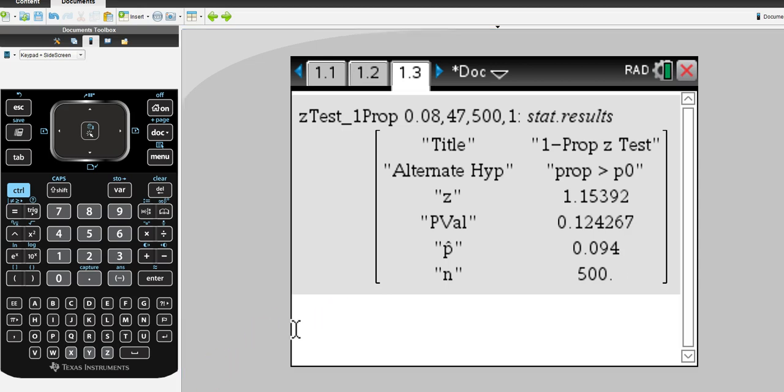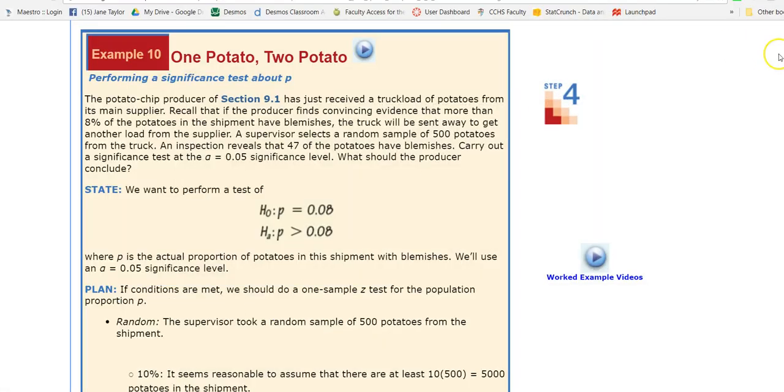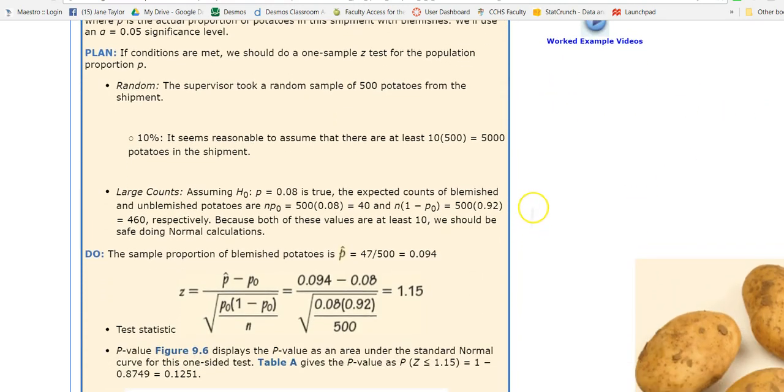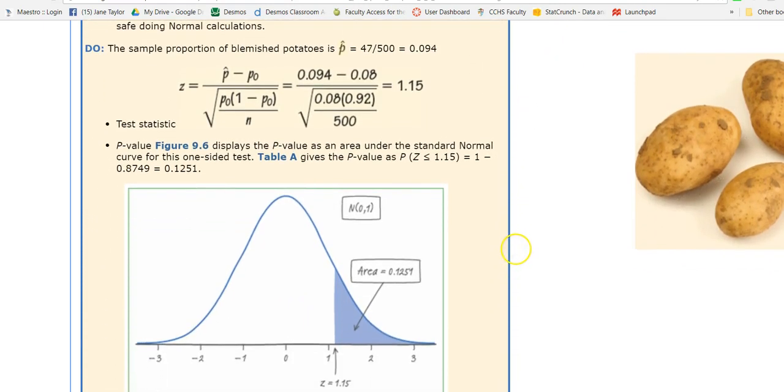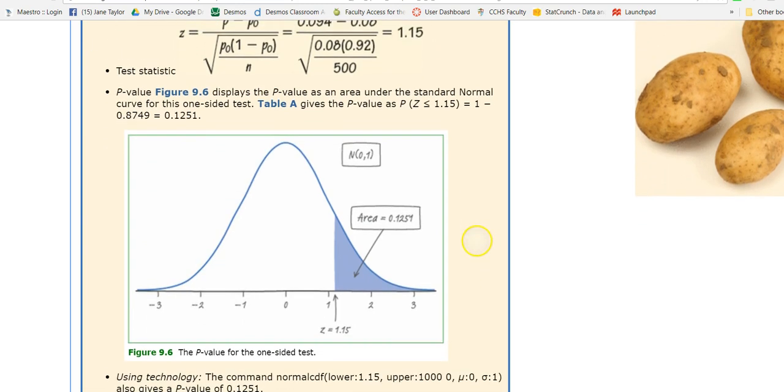So we go back and just look here at the sample problem in the book. Okay, so notice that 1.15 comes from taking p hat minus p divided by the standard deviation of p hat, which is the square root of 0.08 times 0.92 divided by 500. That's where you get the test statistic that's given to you in the calculator printout. And then if we look at the area under the standard normal curve here, 1.15 standard deviations above the mean, that area is our p-value.